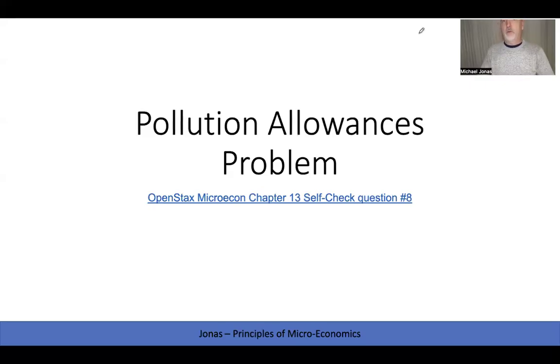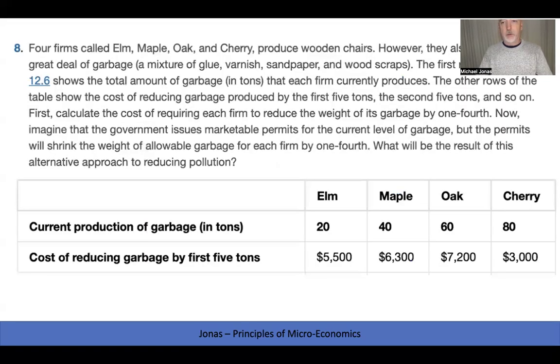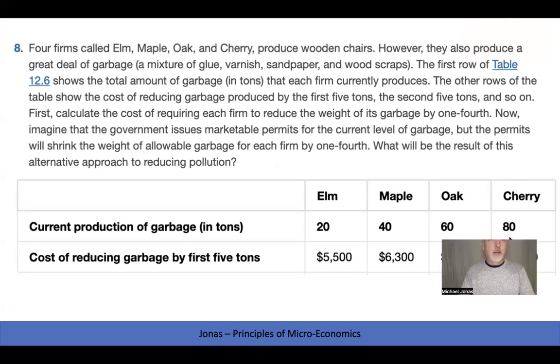All right, so we're going to walk through a little tradable pollution permit practice problem here. This is from chapter 13 of the OpenStax Principles of Microeconomics textbook. Put the link in the description so you can follow along. And let's take a look. So here is the text of the question. Kind of a lot going on here.